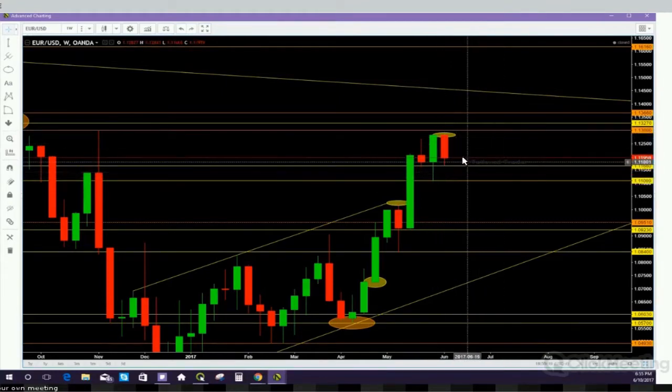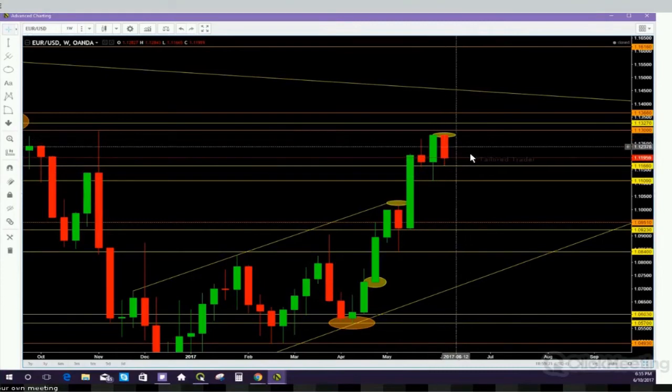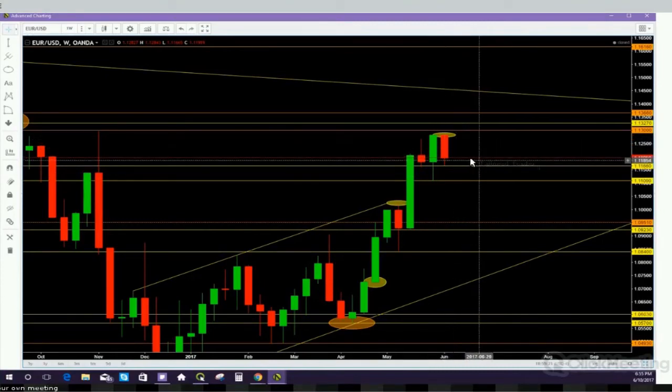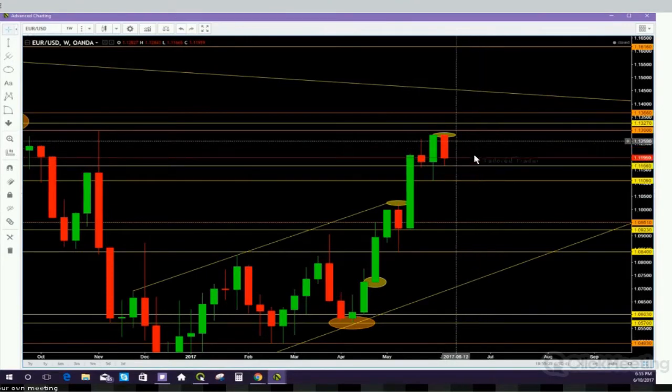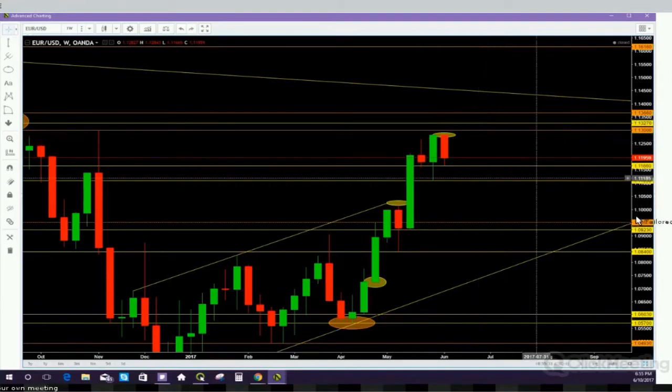I can show you that on the daily chart. But going forward, what does this mean? I personally expect the euro to probably do a little bit more range-bound price action in here before it probably makes a move either up or down.